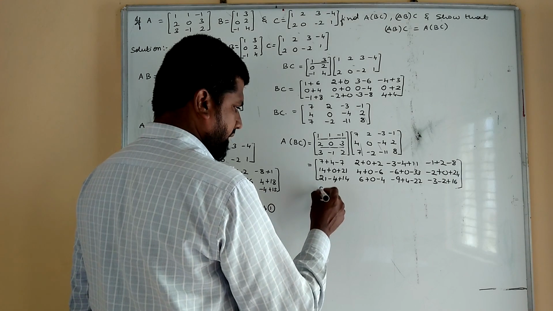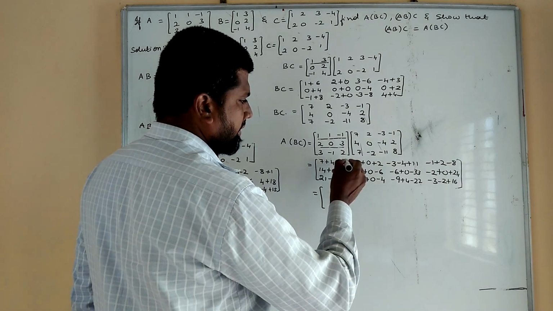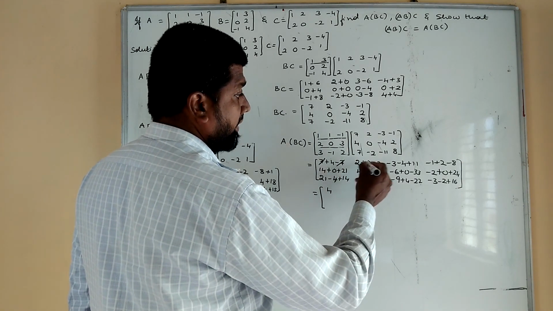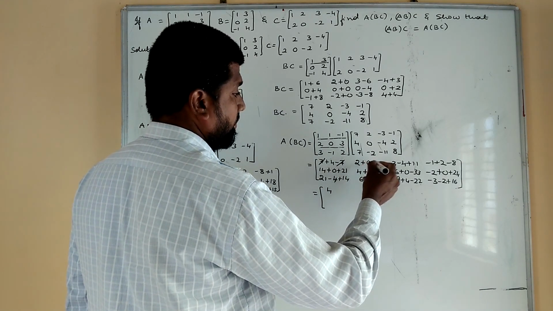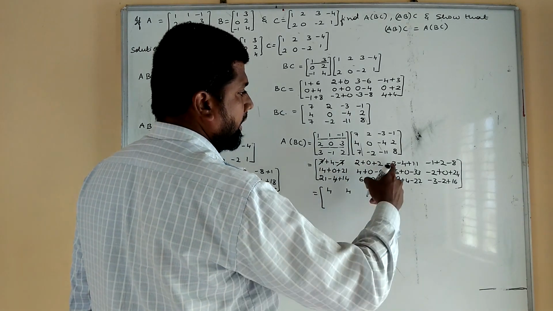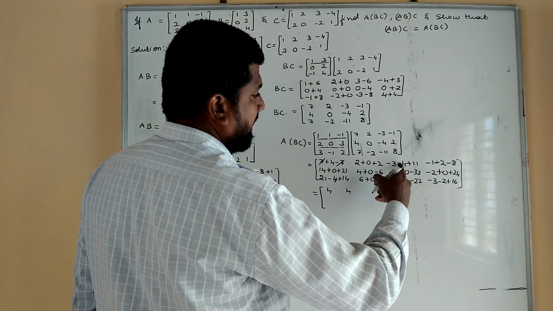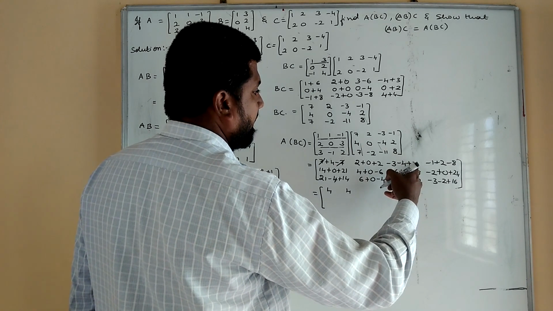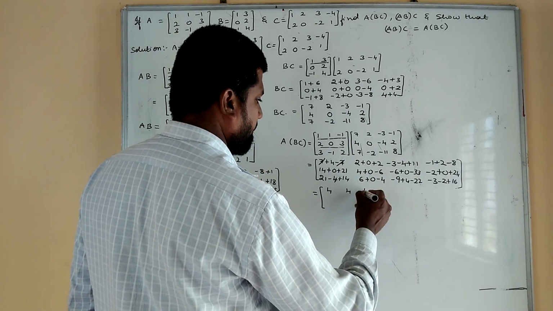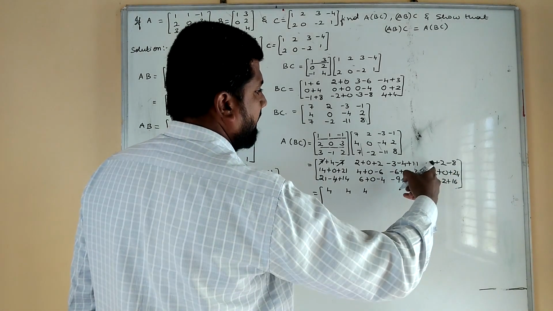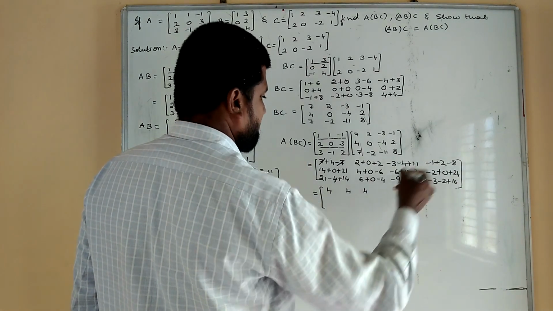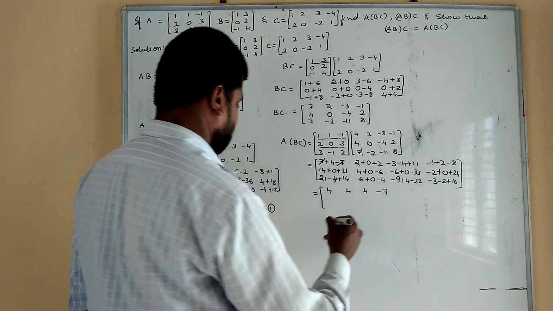So let us simplify this one. Plus 7, minus 7 get cancelled, you are getting 4 here. 2 plus 0 is 2, 2 plus 2 is 4, minus 3, minus 4 is minus 7, minus 7 plus 11 means 4. So here minus 1 plus 2 is plus 1, plus 1 minus 8 is minus 7.